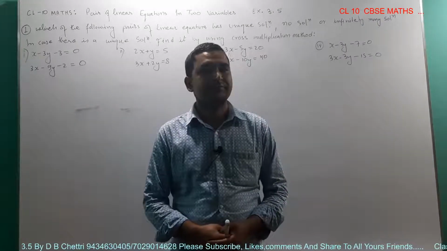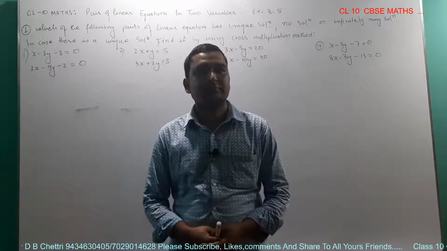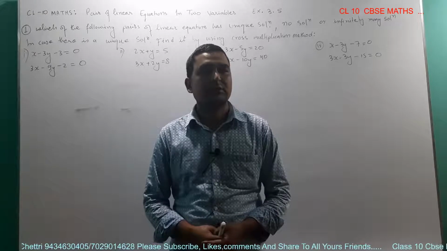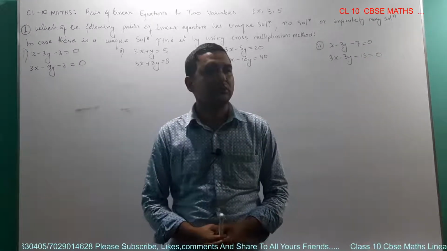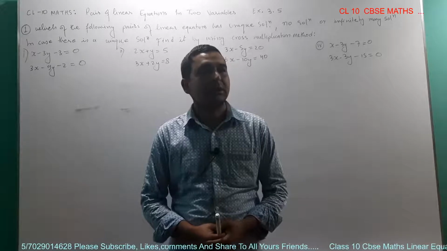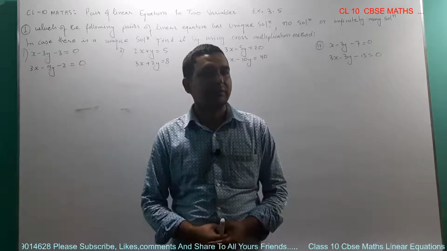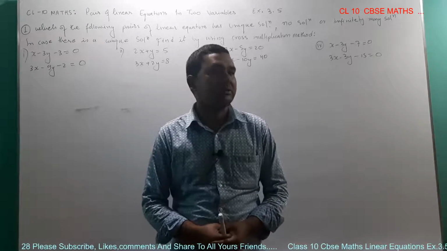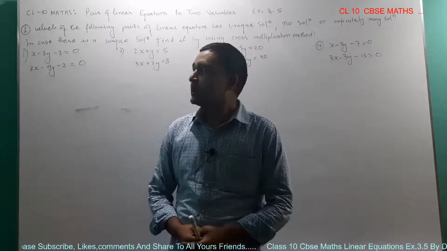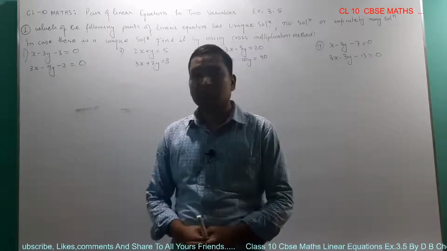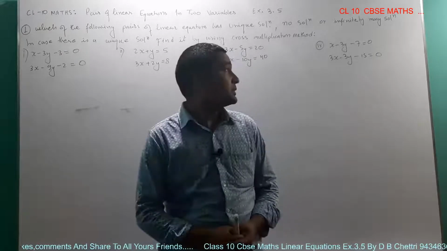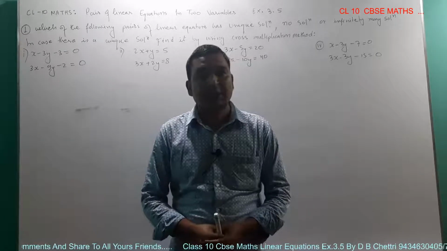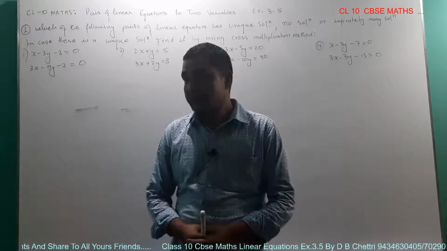This is class 10 CBSE mathematics. We are learning the third chapter, pair of linear equations in two variables, and exercise 3.5. We are going to start the new exercise 3.5. Today's session we are going to learn question number 1, solve questions 1, 2, 3, 4. And this is a new method.